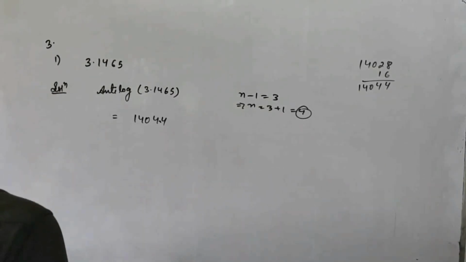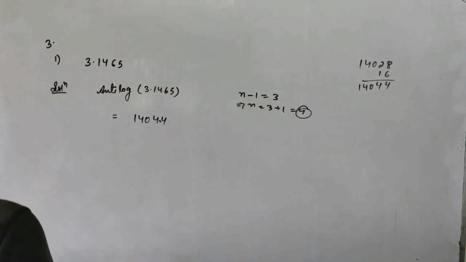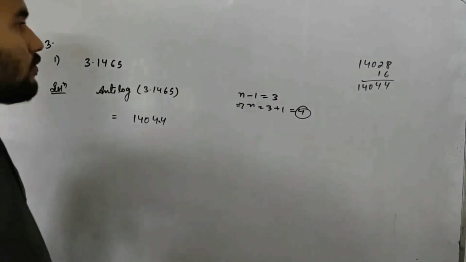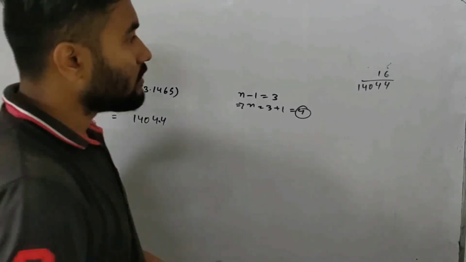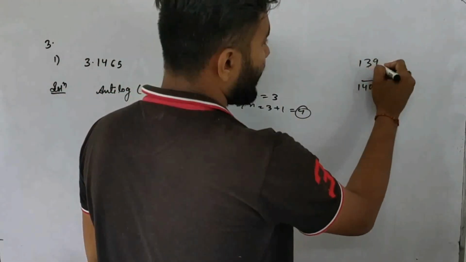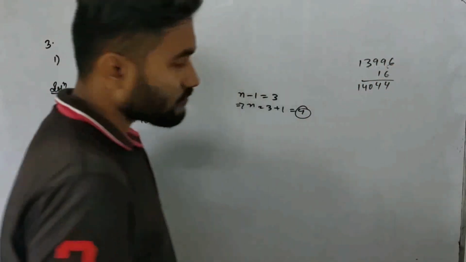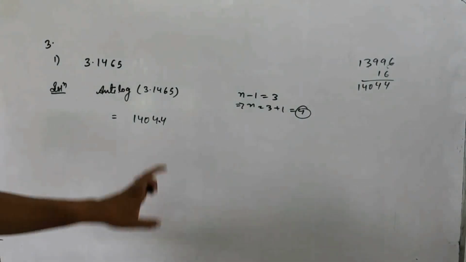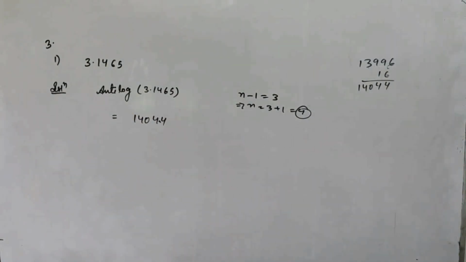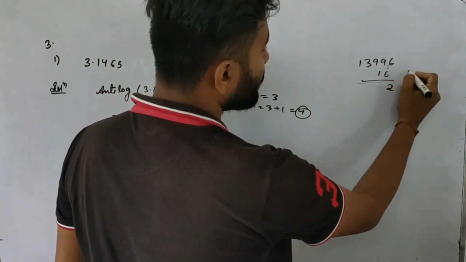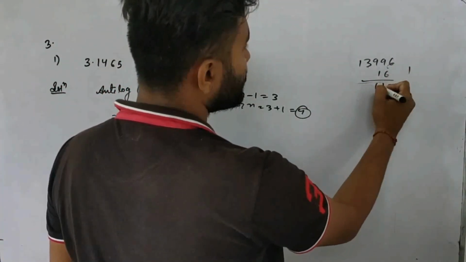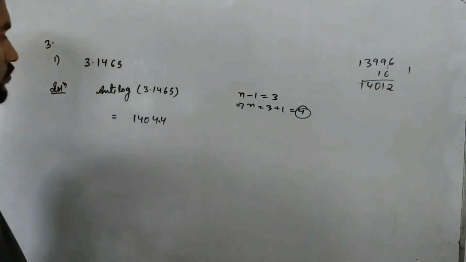If I have not seen the table wrong, anti-logarithm table 14 and then 6, 13996. Okay, I have seen the table wrong. Wait. 13996, sorry, 13996. And let me see the mean difference, 5. Okay, 5 is 16. Okay, this is now correct. 6 plus 6 will be 12. So the value is 14012.